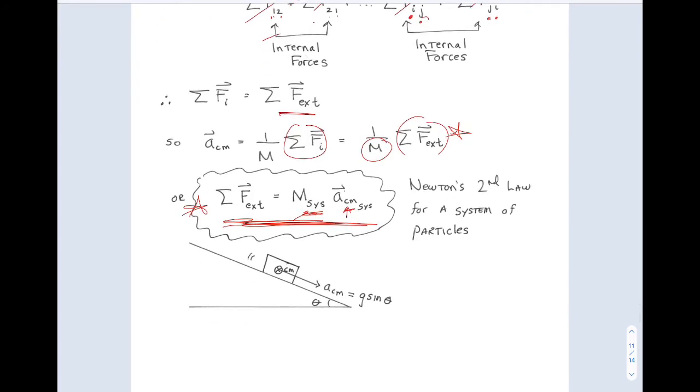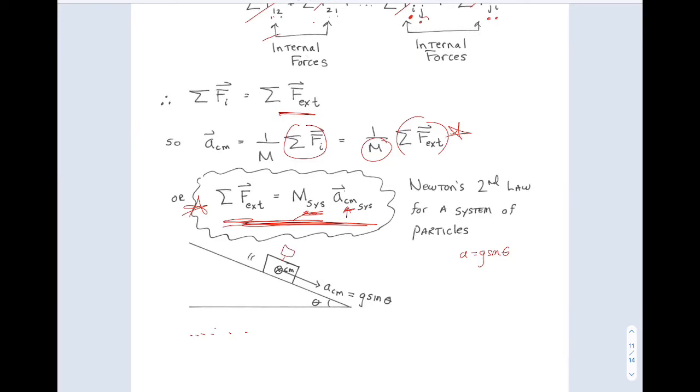Now, when we did the dots lab, the dots glider went down the track, and we found that the acceleration was g sine theta. We did that with Newton's laws. Really what we're saying is, well, there's the center of mass of the glider.